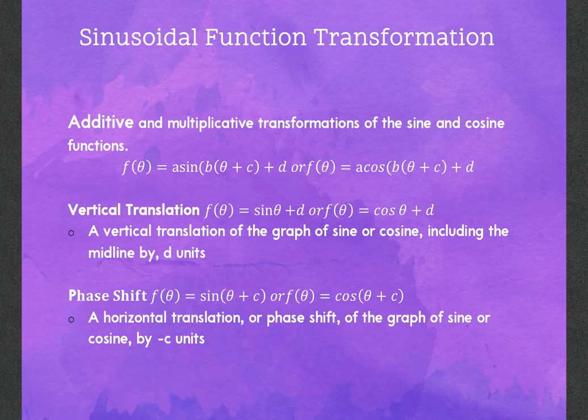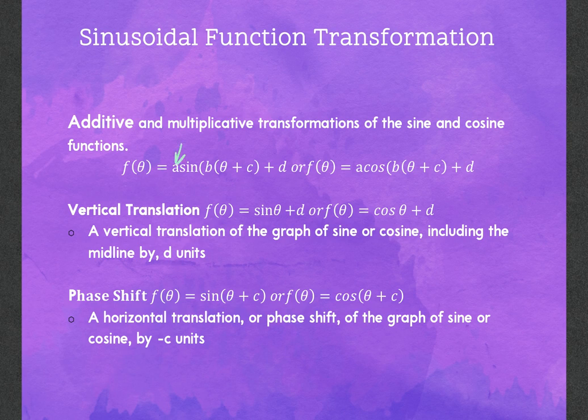sine or cosine. And we talked a little bit already about what an amplitude change does. We talked a little bit about reflection, and we've talked about the period shift, but now we're going to actually work with it, and also with our vertical shift. So these are additive and multiplicative transformations of the sine and cosine functions. There's a lot happening now.